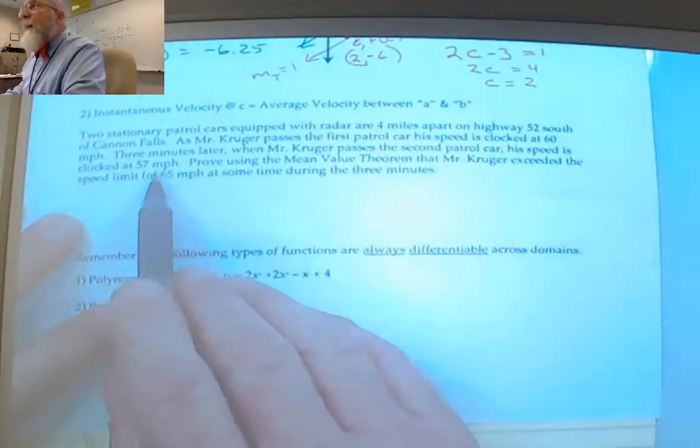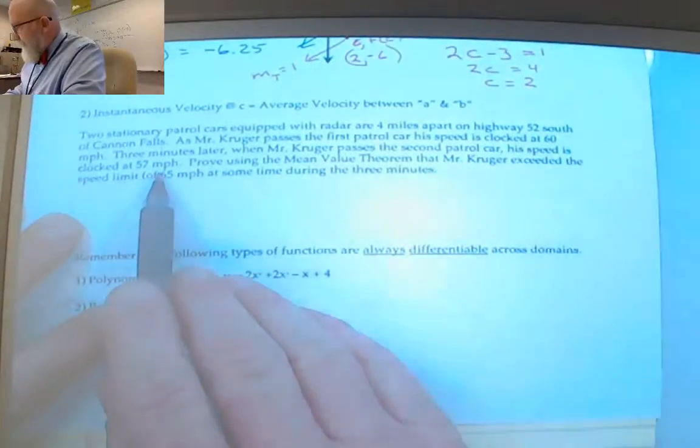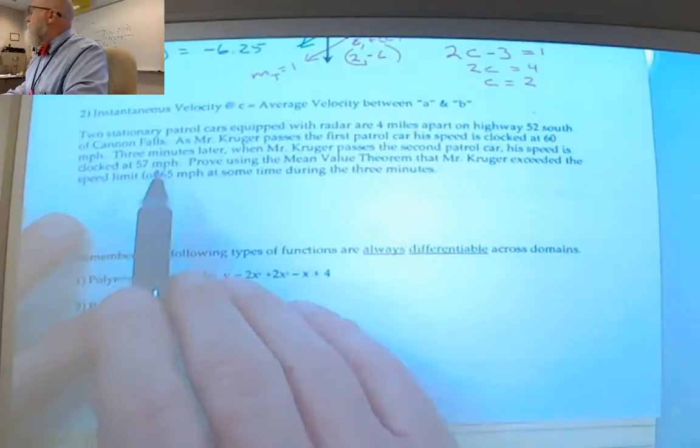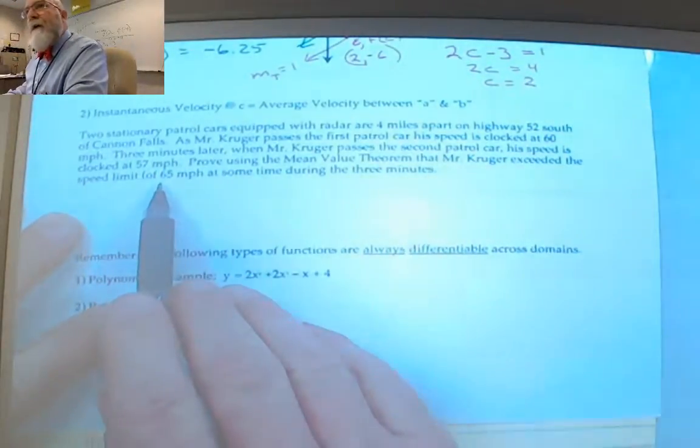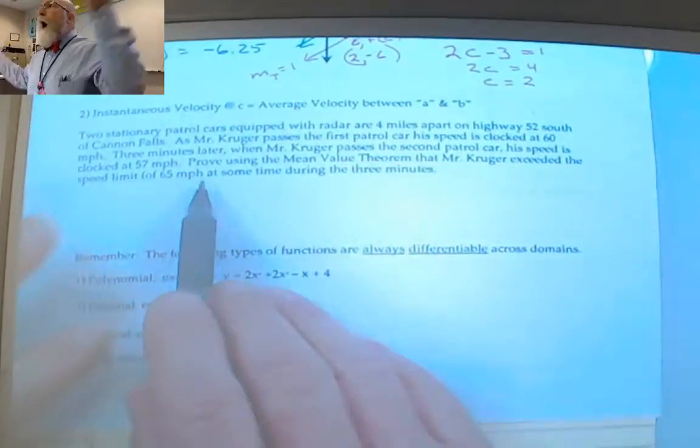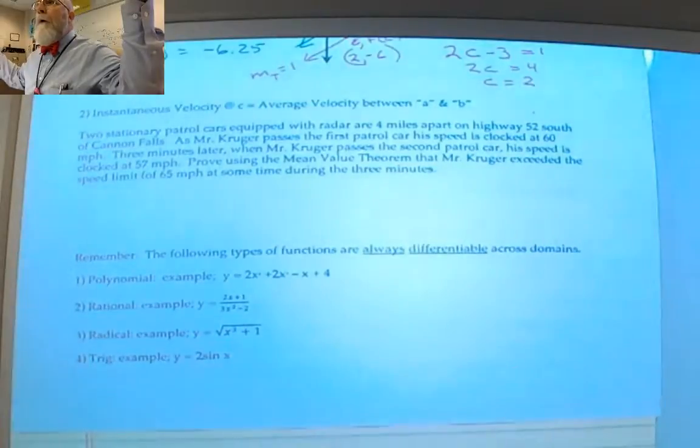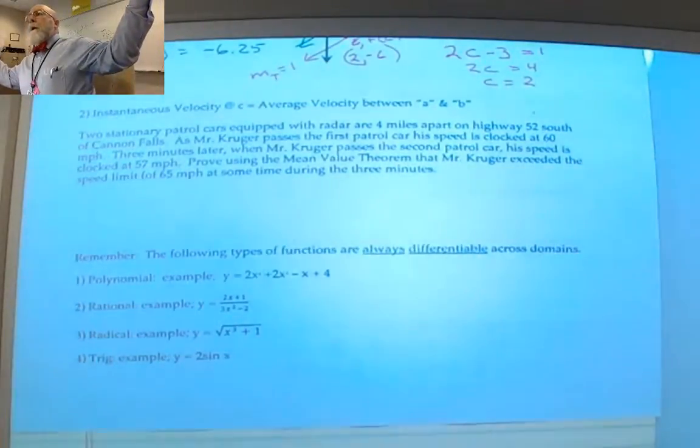And I'm going 57. I'm even going slower. However, I got pulled over. And I got ticketed for exceeding the speed limit of 65 miles per hour. I agree with you. Why would I be ticketed?